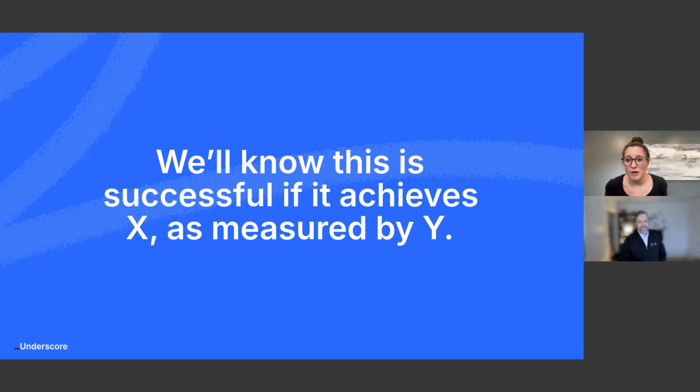Yeah, that's one that our chief operations officer uses a lot. We'll know this is successful if it achieves X as measured by Y, right? So I think when we think business outcomes first, and we should be developing learning that ties to business outcomes, which means we have to start at the top. But how are we measuring that?